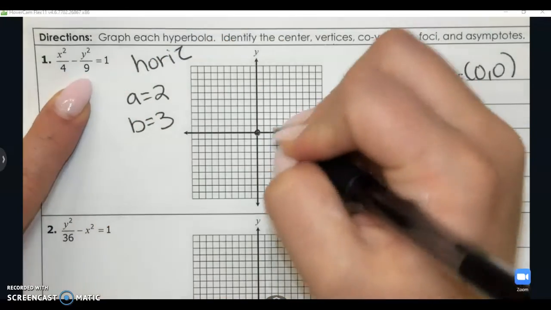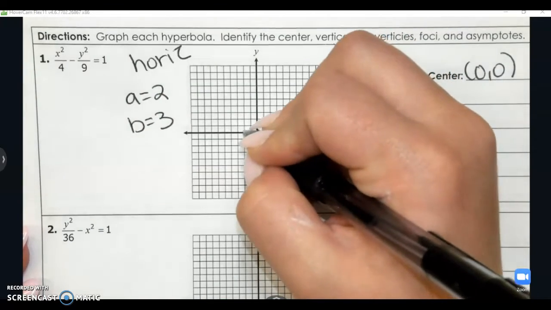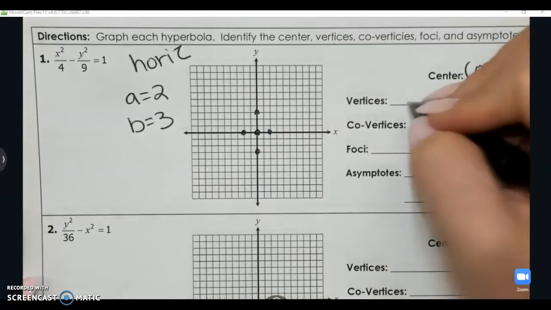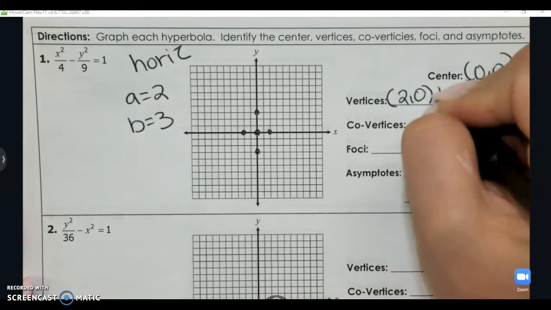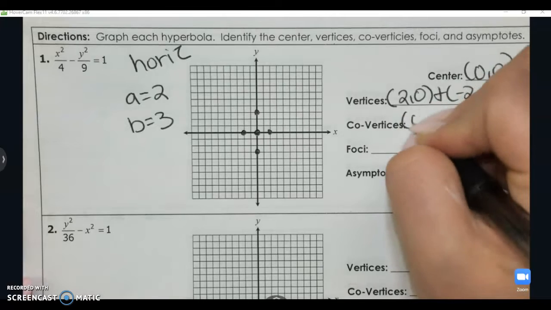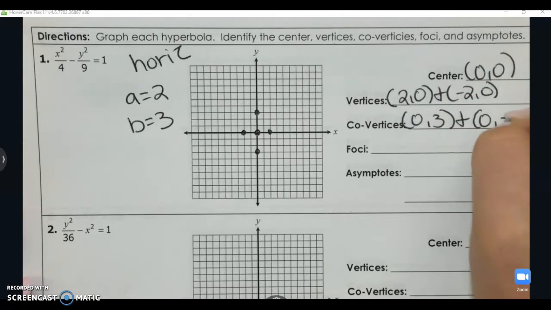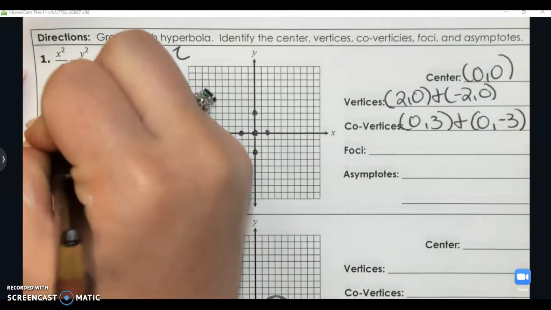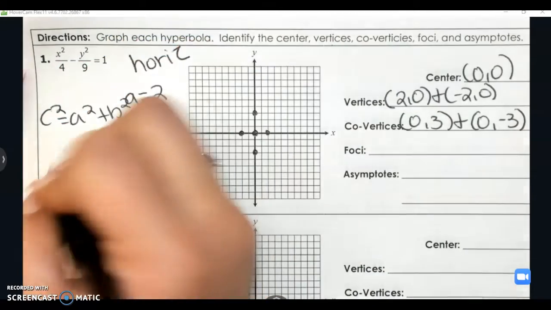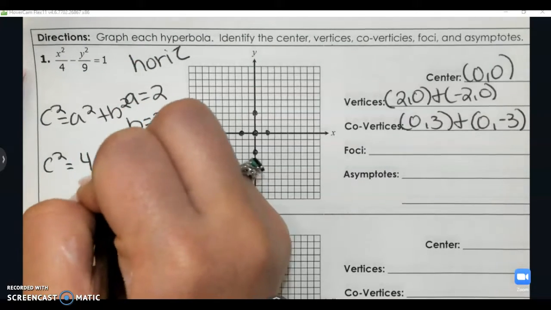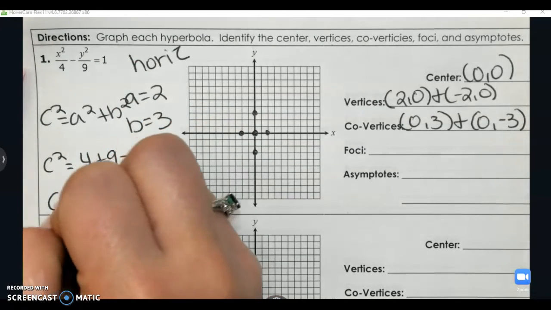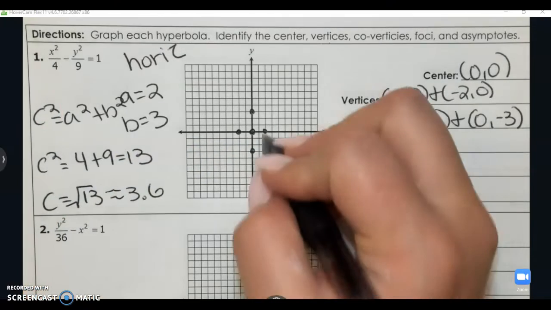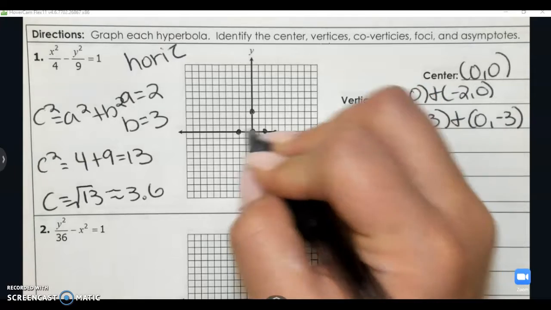So I can plot my vertices, 2 to the right and 2 to the left. And my co-vertices, 3 above and 3 below. And so those coordinates are here. Perfect. And then my foci. So if C squared is equal to A squared plus B squared, C squared is going to be equal to 4 plus 9, which is 13. So the square root of 13 is about 3.6. Sorry about that bell. Those foci are going to be 3.6 away from the center.